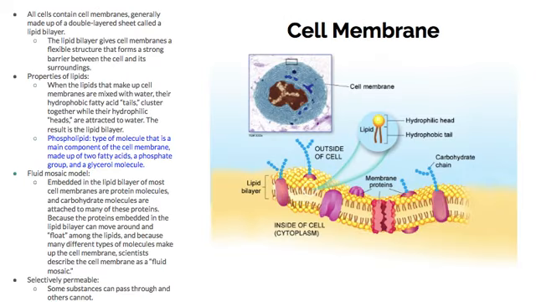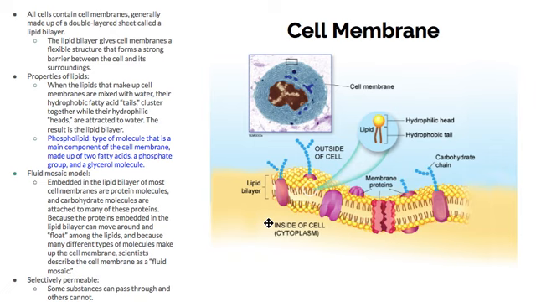Okay, a lot of information on the slide, but we're going to talk through this. All cells contain cell membranes, and generally it's made of a double-layered sheet called a lipid bilayer. If we look at this image, keep in mind this portion right here, lipid bilayer, and bi, right, two. So it's composed of these two sheets. The lipid bilayer gives cell membranes a flexible structure that forms a strong barrier between the cell and its surroundings. As we go through the lipid bilayer, we have to keep in mind properties of lipids, so refresh your memory from Unit 2.